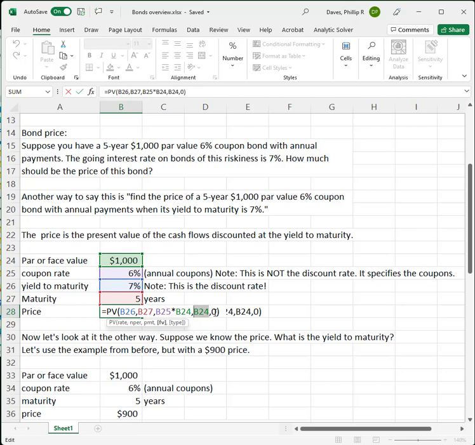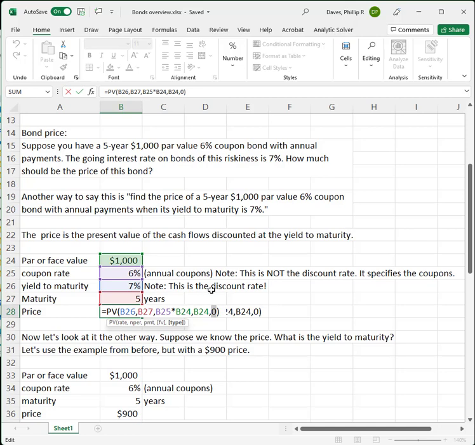And just like any commercial loan or consumer loan or most other investments, the cash flows occur at the end of the period. And so the type for these $60 a year coupons is 0, because the cash flows occur at the end of the year.